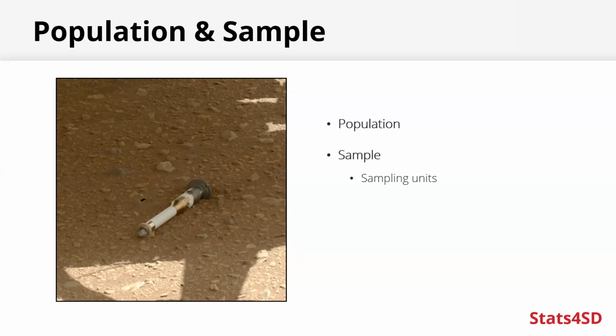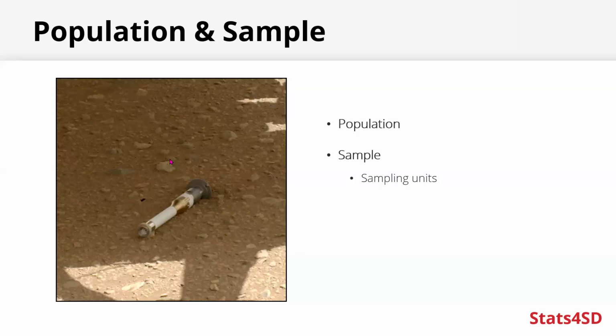A well-chosen sample would contain most of the information about a particular population characteristic. And the sampling units are basically the same as the population units, they are the units within the sample. In this picture here, we have one of the samples collected, one of the tubes collected by the NASA Perseverance rover in Mars that contains some sample from the soil and the rocks in Mars.